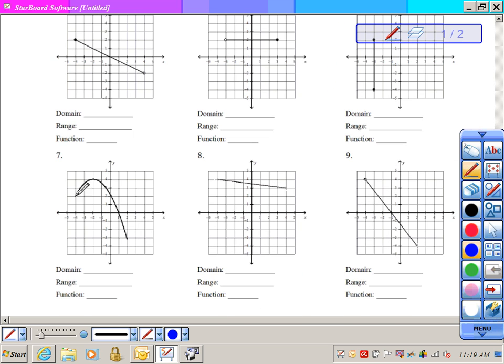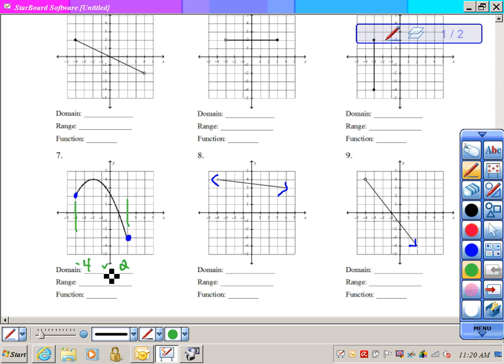This problem was supposed to have endpoints. These were filled in dots here. Number 8 was supposed to have 2 arrows, it's just hard to see. And number 9 was an arrow. So on number 7, domain is the x values. If we're looking at the x values here, this is the horizontal axis. I'm going from negative 4 to 2, and it's everything in between. Just like we had before with our inequalities, we're going to go from negative 4 to 2.